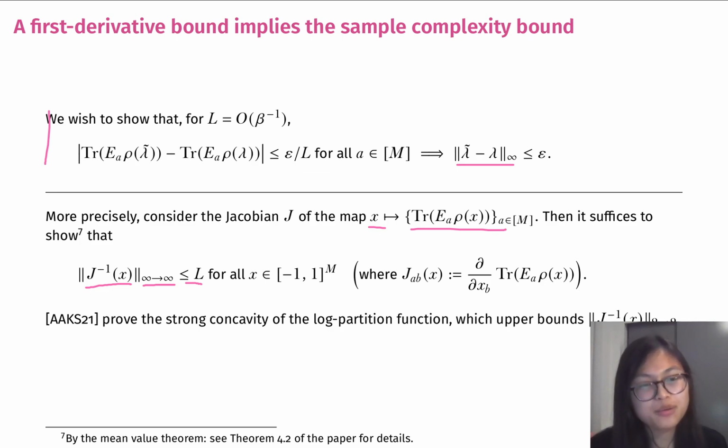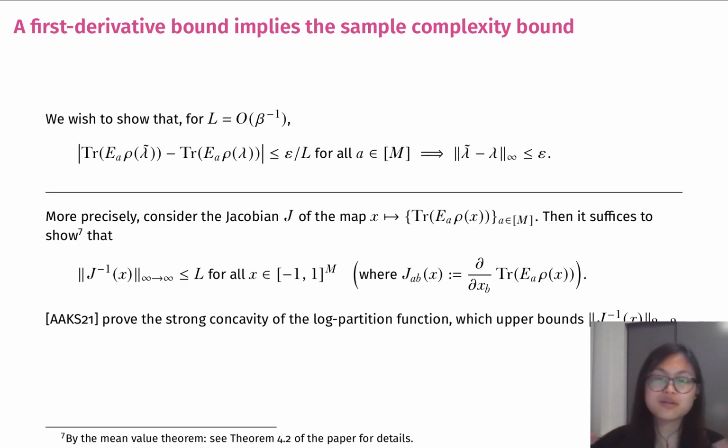Now, AAKS essentially analyze this object. So they don't say that they analyze this object. They say that they show strong concavity of the log partition function. But this is just a 2-to-2 bound of the same inverse Jacobian object that I've written here. So this is another way of viewing their result.